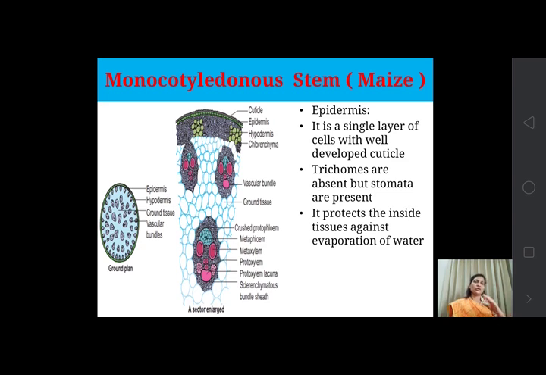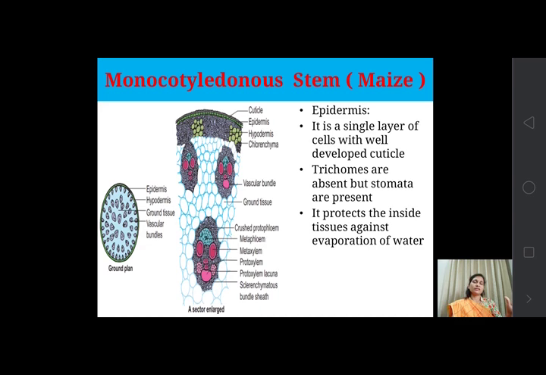The trichomes are absent in the case of the maize plant. The trichomes are absent but stomata are present. The stomata are present on the stem, but due to the cuticle the transpiration rate is minimized. So trichomes may be absent, but the stomata are present, because stomata are responsible for gaseous exchange, so they must be present on the epidermis.